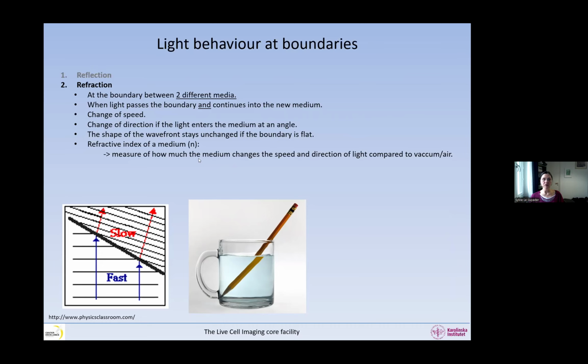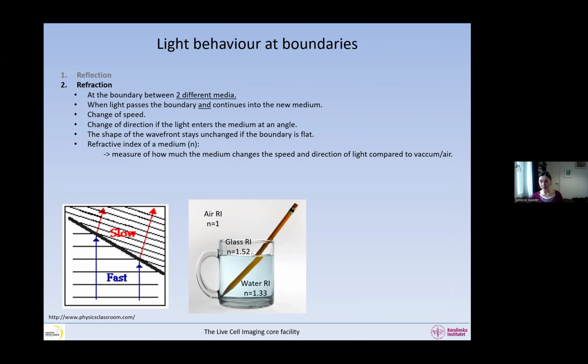And this is a measure of how much the medium changes the speed and the direction of light compared to air or vacuum. So the refractive index of air is 1. This is sort of the reference. And glass is 1.52 and water is 1.33. So throughout the course, because in microscopy we use glass, we use oil, we use water, we're going to use all these numbers quite a lot.